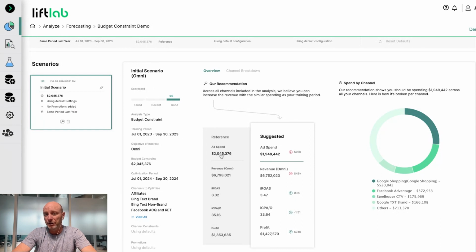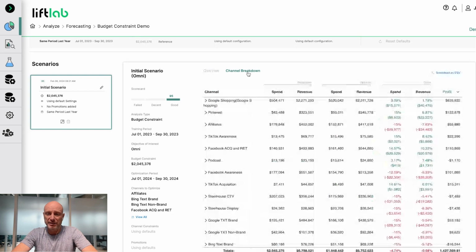It turns out that with the default constraints, there were some sections of spend that were maybe overspent in the prior year. So we could actually increase our ROAS and increase our profit by spending slightly less. Here, we're going to move from a ROAS of 3.3 to a ROAS closer to 3.5, and do that with less budget. And let's see the specific breakdown here.